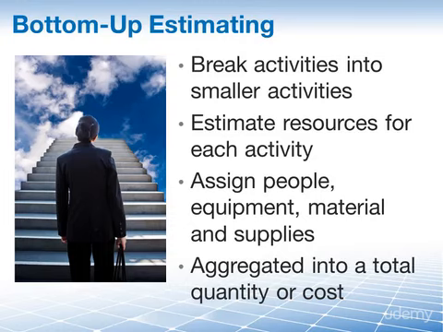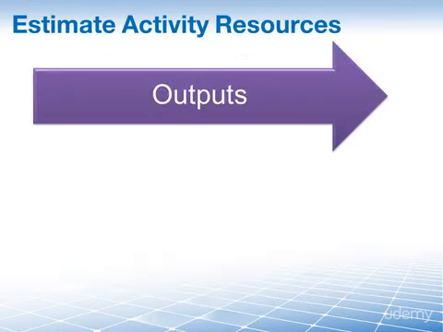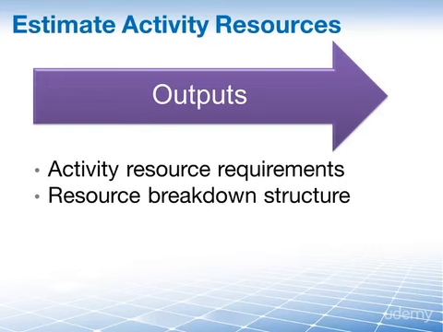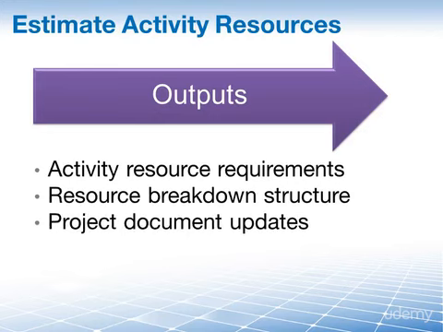That's bottom-up estimating. We are moving on to the three outputs of estimate activity resources, and here they are. We have the activity resource requirements, the resource breakdown structure, also known as the RBS, and also project document updates. Let's discuss these outputs a little bit more in detail.